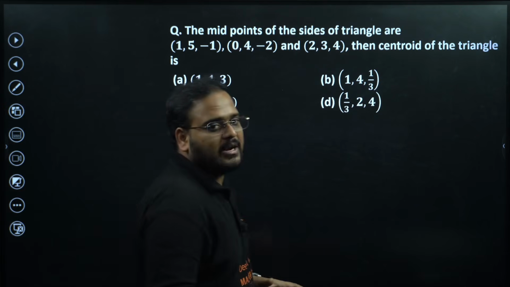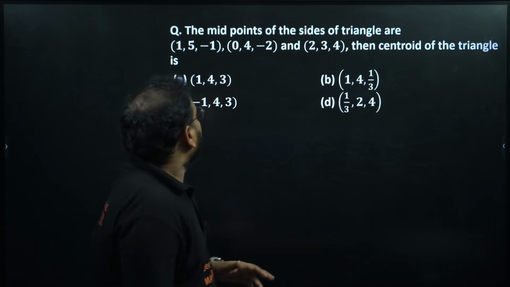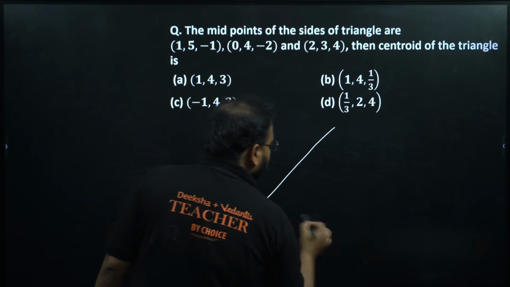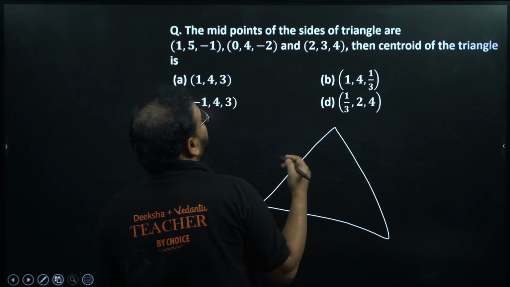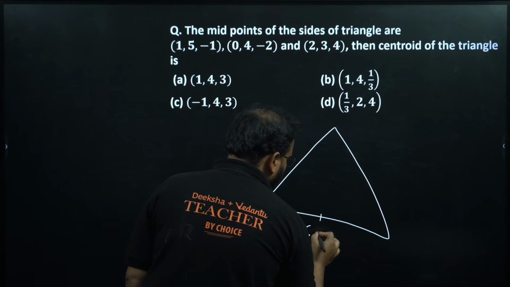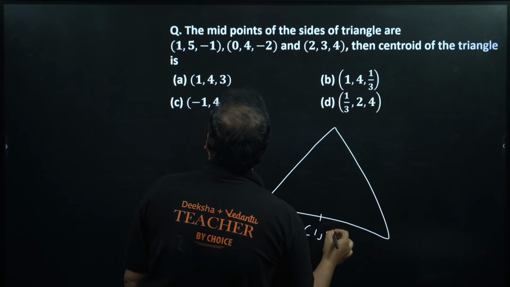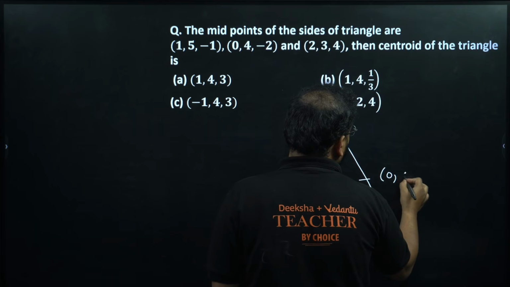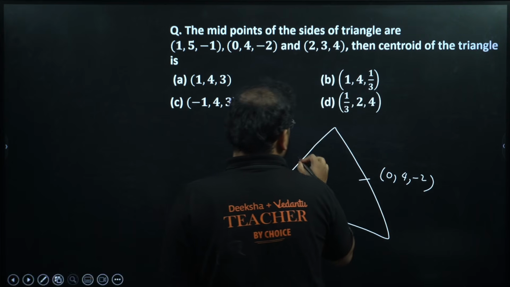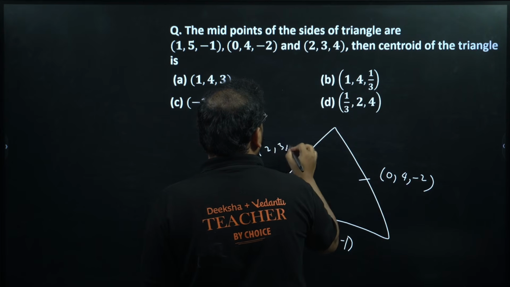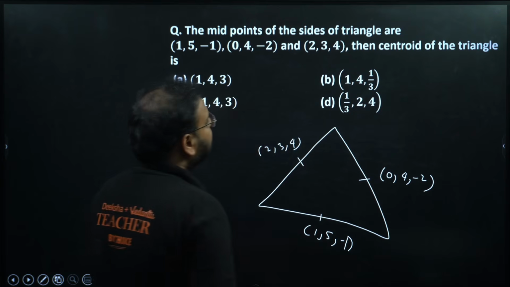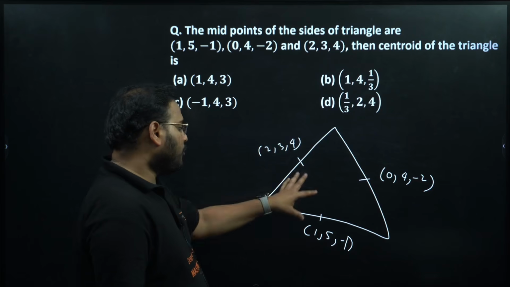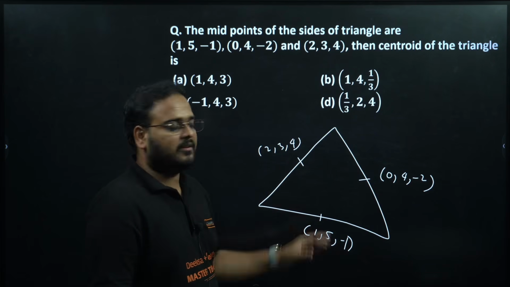Let's look at some questions. Midpoint of the side of a triangle. Over here in this triangle, they have given the midpoints of the sides. This one is 1, 5, and minus 1. Over there they've given 0, 4, and minus 2. Over here they've given 2, 3, and 4. What they're actually asking is, if you want to find the centroid of this triangle, can you find that?